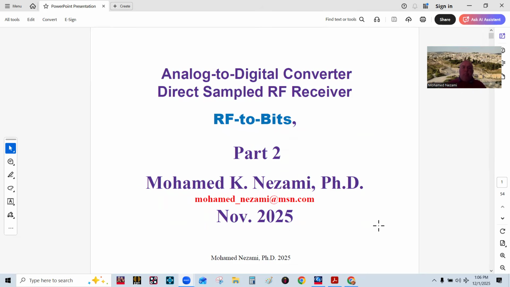This is the second lecture in the series on analog to digital converter, gigasamples per second type devices, for use as a direct sampled RF receiver, where the trend is now RF to bits and bits to RF.